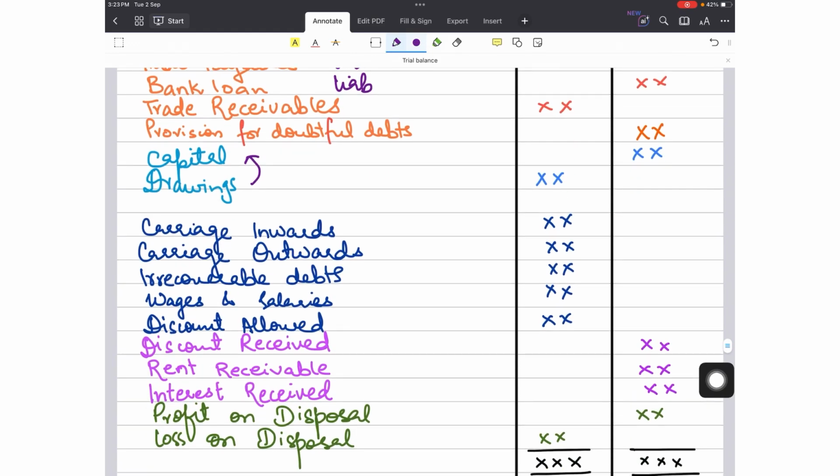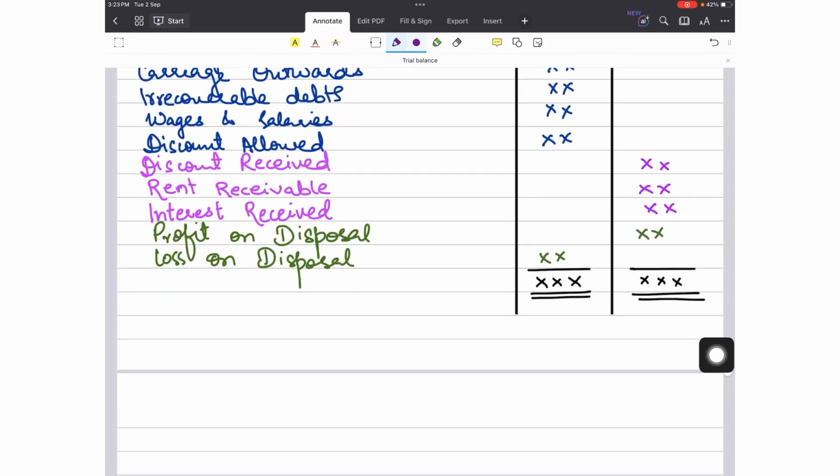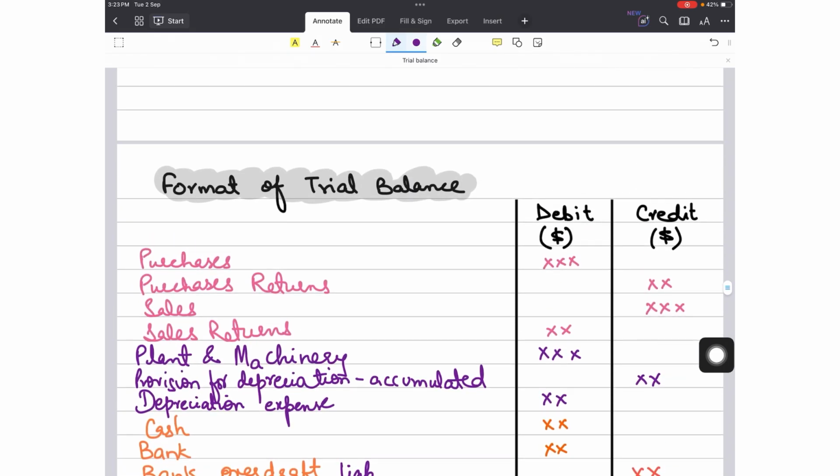Then we have some expenses and income, so all the expenses are debited. For instance, carriage inwards, carriage outwards, both are expenses for the business. Irrecoverable debts, wages and salaries, discount allowed, miscellaneous expenses, all the expenses are shown on the debit side. And all the incomes, for instance, discount received, rent received, interest receivable, everything on the credit side. Lastly, if there is profit on disposal, if it is given to you as an individual balance, profit being an income will be shown on the credit side, and loss on disposal on the debit side of the trial balance, right? So this is how a trial balance is prepared.